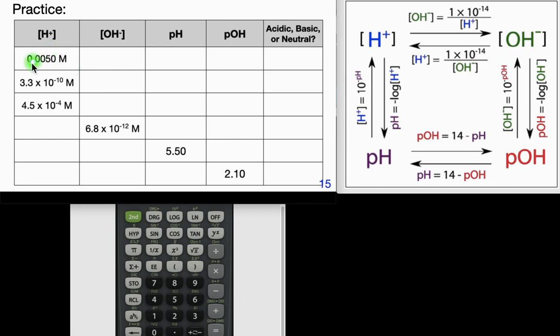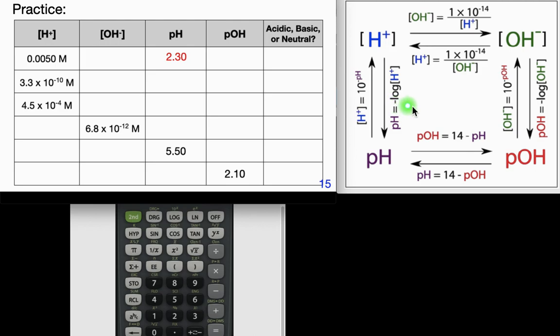All right, so let's start. Type in 0.0050. And then let's go right from the hydrogen ion concentration to pH, and that is this equation here, this arrow here. That will give you 2.30. Now let me point out the equation is negative logarithm of the hydrogen ion concentration. Now typing in the negative sign there is not necessary.